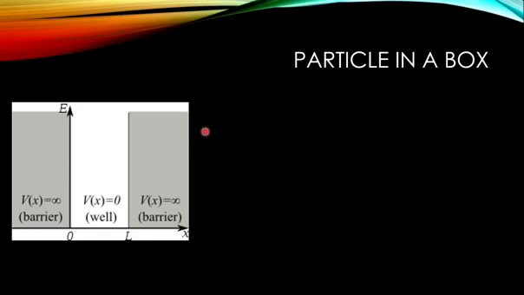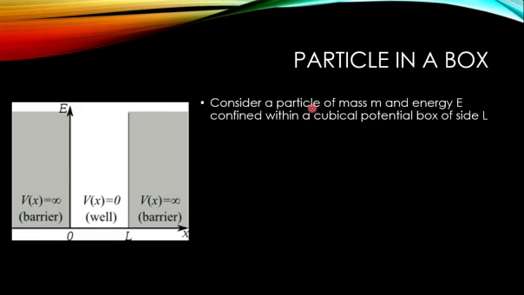Similarly, in the x direction, as well as in the width and the height direction, you can expect such a potential. For the time being, we'll be considering a one-dimensional case, and it will extend into three dimensions. So we are considering a particle of mass m and energy E confined in a cubical potential box, and the side of the box is given as L.